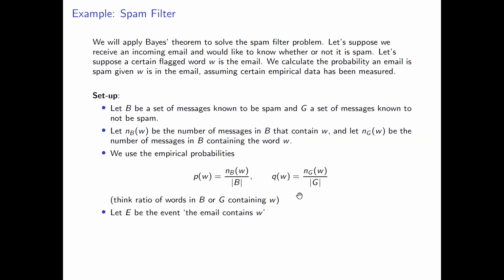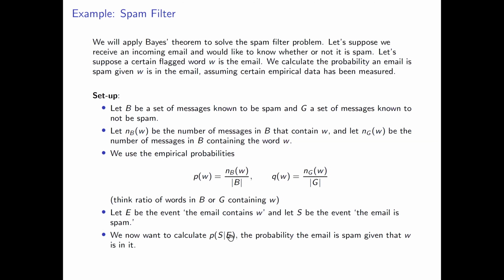We want to think about this in terms of conditional probabilities, so we have to precisely define what events we're working with. I'm going to let E be the event that the email we received contains W, which is something we're assuming. So we're assuming this event E occurs. And I'm going to let S be the event that the email is spam. You shouldn't confuse this with S being a sample space. In this case, S is not a sample space. The sample space is some abstract collection of emails, which we're not going to worry about too much for this example. S is the particular event that the email we receive is spam.